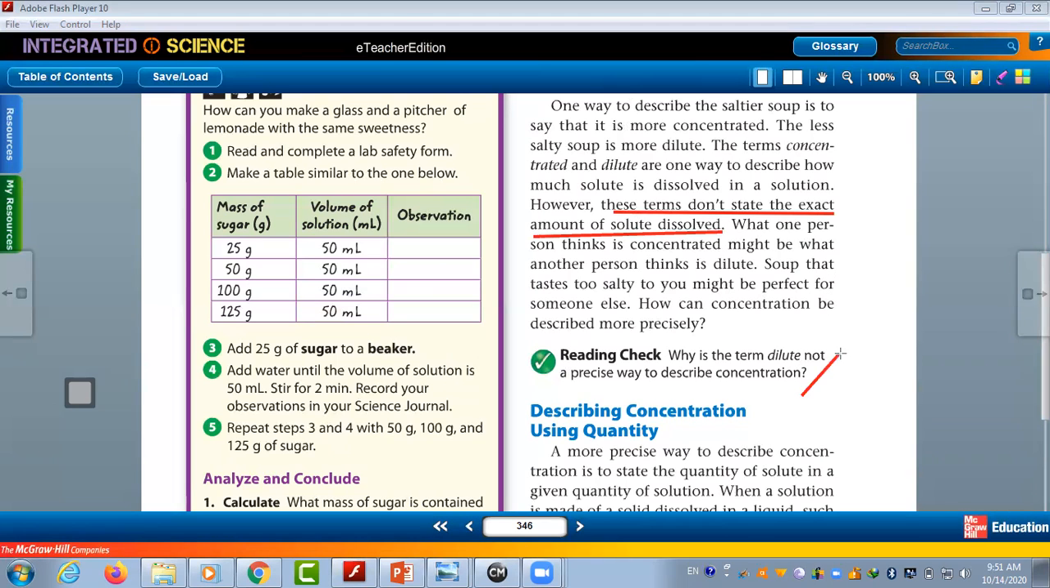The question: why is the term dilute not a precise way to describe concentration? Because it does not state the exact amount of solute dissolved.